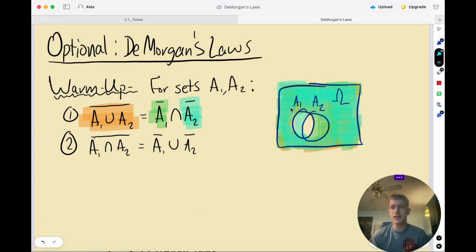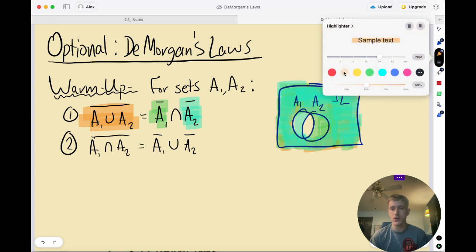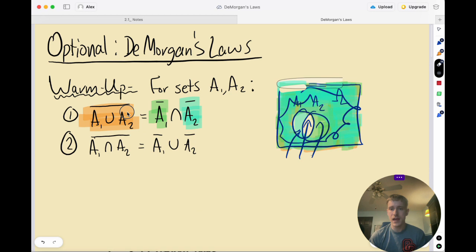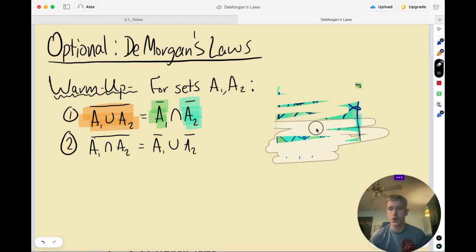And you'll see that the intersection of those two quantities is really just the orange shaded region, right? It's definitely not this, because that's not in A1 complement. It's definitely not this, because that's not in A2 complement. And this is in neither. So it has to be everything else, which was precisely this. Likewise, you can prove the other statement very similarly. Hopefully that makes sense.